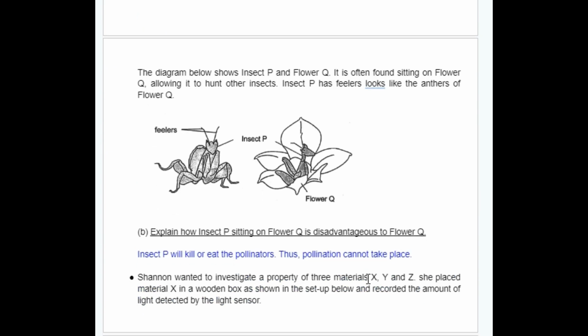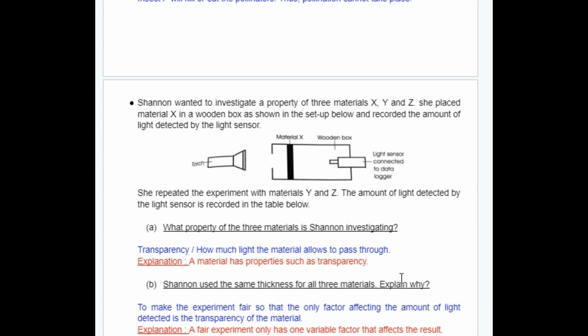The diagram below shows insect P and flower Q. It is often found sitting on flower Q, allowing it to hunt other insects. Insect P has feelers that look like the anthers of flower Q. B. Explain how insect P sitting on flower Q is disadvantageous to flower Q. Insect P will kill or eat the pollinators. Thus, pollination cannot take place.